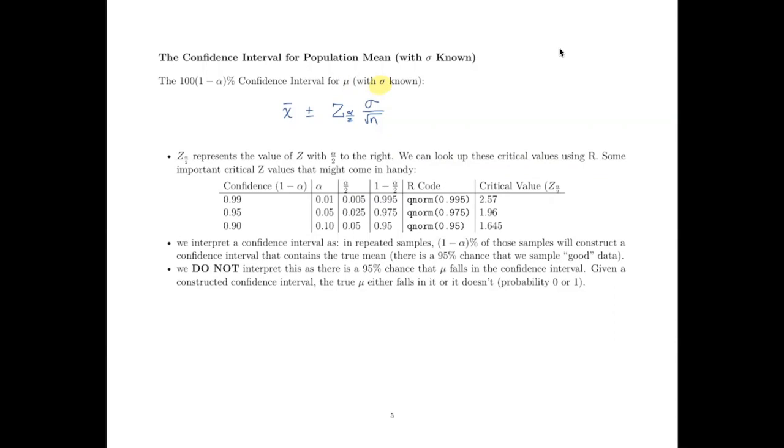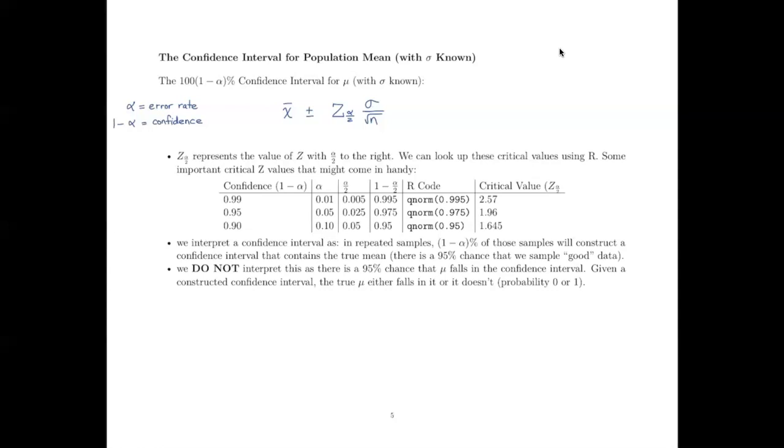So let's just review a little bit of notation here. We talked about alpha, that's our error rate. So out of all the possible intervals that we could construct, there's going to be some error. Not all of them are going to contain the true population mean mu. We also tend to talk a lot about 1 minus alpha, which is our confidence. So again, out of all the intervals that we could construct, how many of those intervals would contain the true population mean mu.